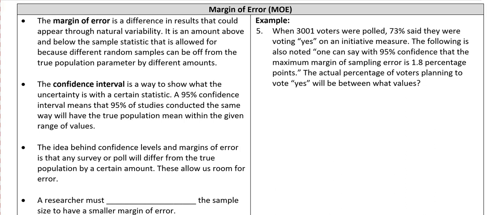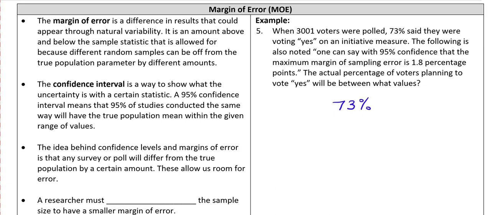Okay, so here's what it kind of looks like. If we look over here at number 5, when 3,001 voters were polled, 73% said they were voting yes on the initiative measurement. So 73% is our statistic. The following is also noted: one can say with 95% confidence that the maximum margin of sampling error is 1.8 percentage points.